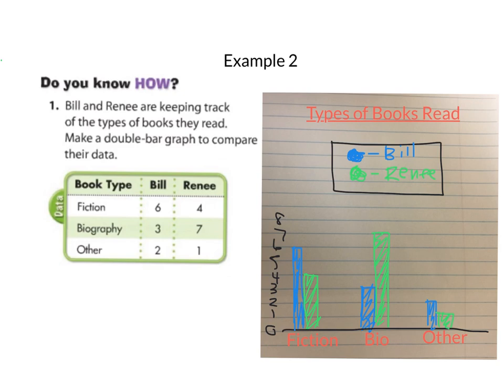The color doesn't matter. I titled it Types of Book Read because they're keeping track of types of book they read. I put the types of book down here, and the way that I could compare two names was just making them different colors, and numbers I like to always put on the side. Moving on in 3, 2, 1.